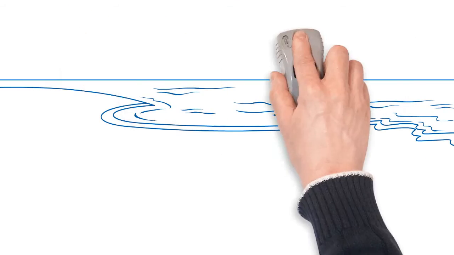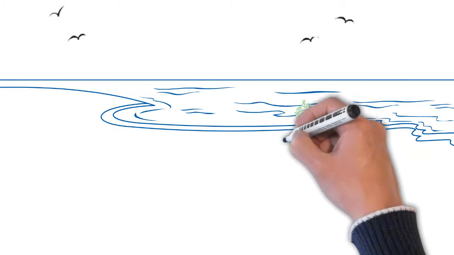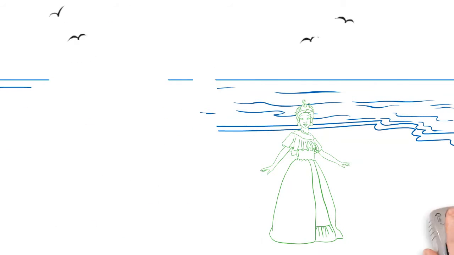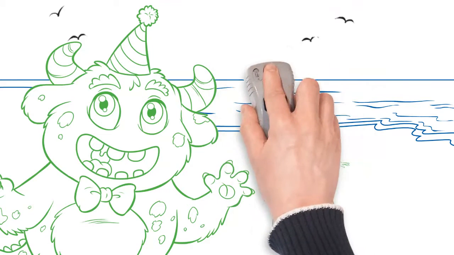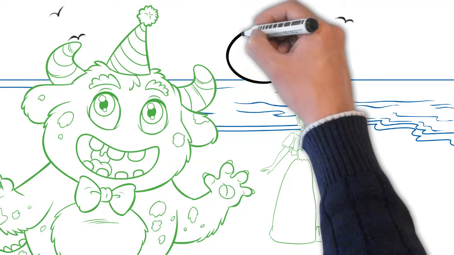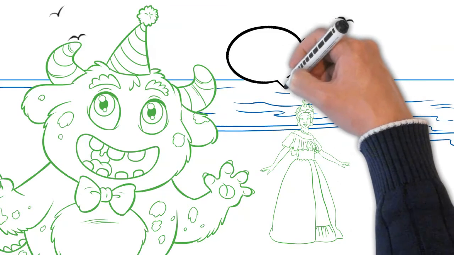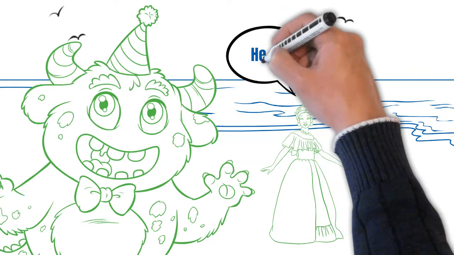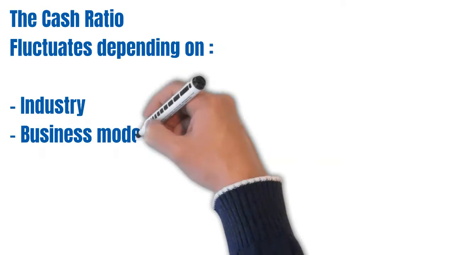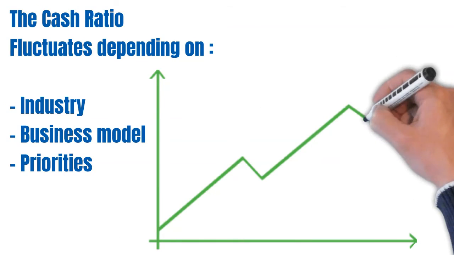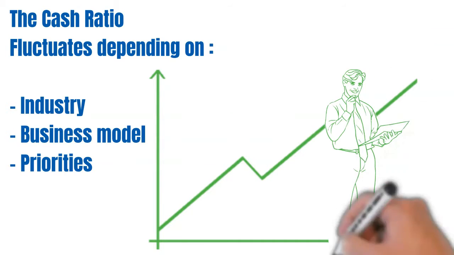Now, say your true love is kidnapped by an evil sea monster, and you've got to put the hamster shop on hold to go on an epic quest to save them. 50% of those future expenses are covered. So maybe try to rescue your distressed lover within 6 months? Just a suggestion. The cash ratio has to be interpreted carefully, simply because it will fluctuate depending on your industry, business model, and priorities.